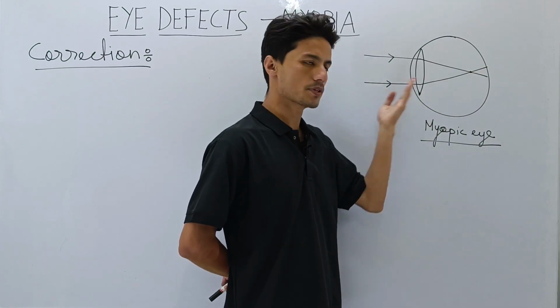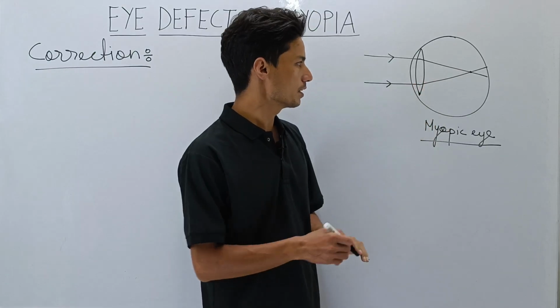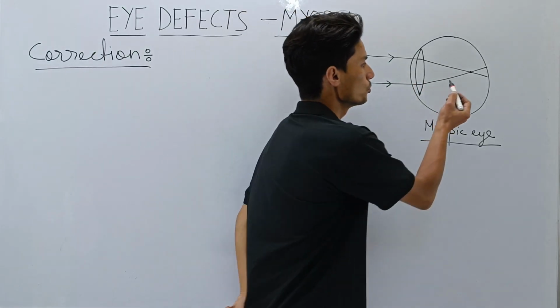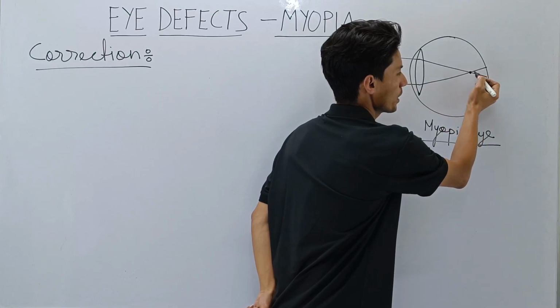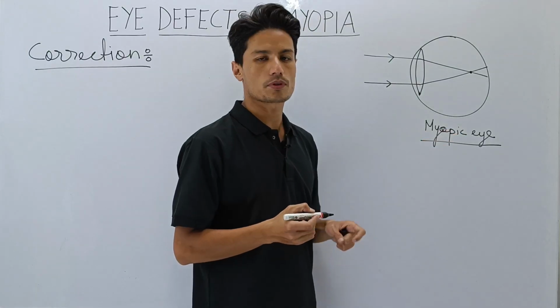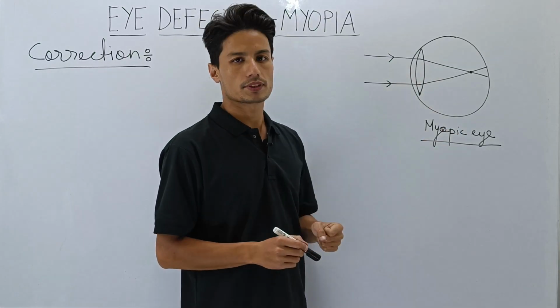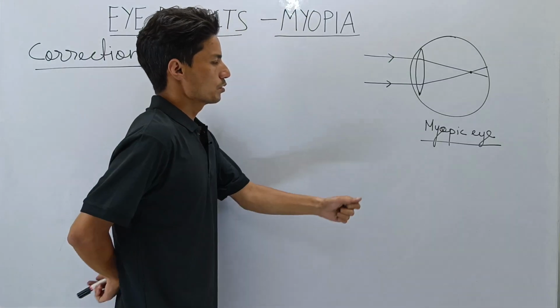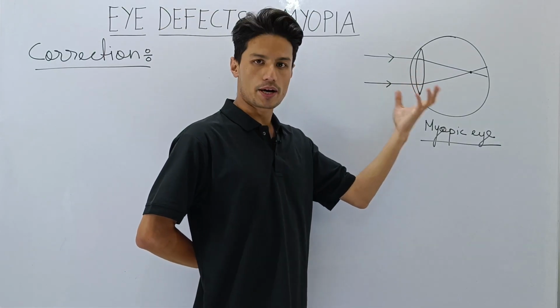So we want to help this person. So can we help him? Yes, we can help this person. And then the correction will be to push this till here, okay? So we have to make sure that this point reaches here. Then he will have no problem seeing the distant object, okay? So how do we do that? Okay, now see. So we have already discussed in detail the problem with myopia.